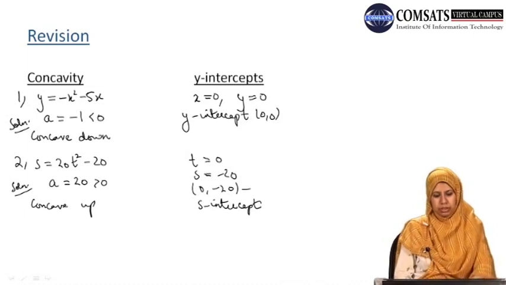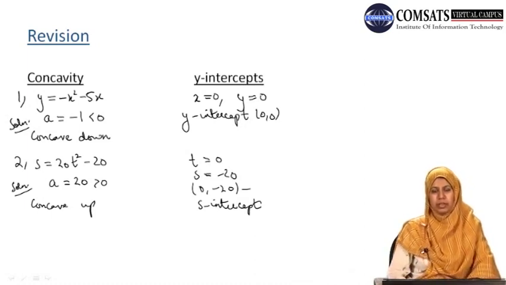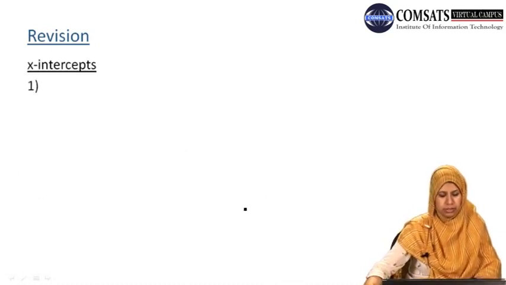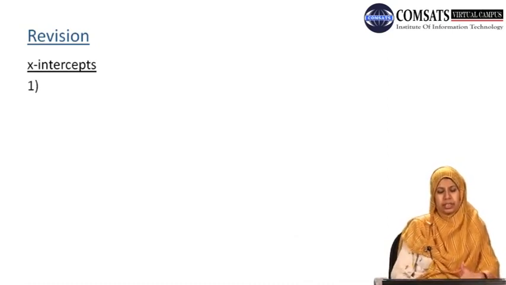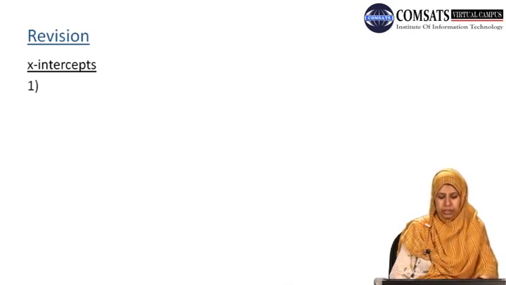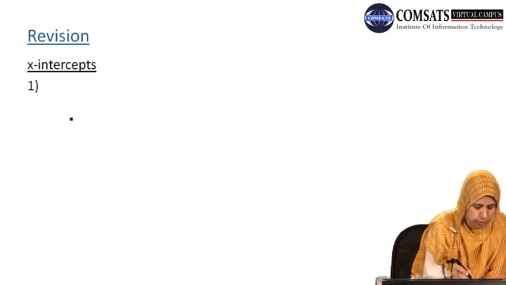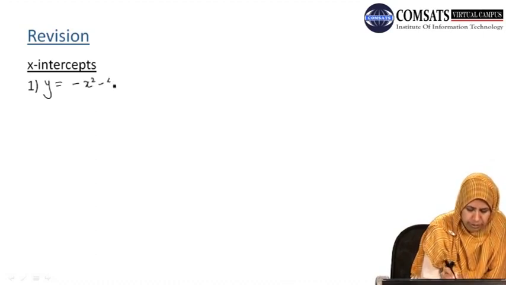Okay, so now we have revised how, given a quadratic function, we can find the concavity just by determining the sign of the coefficient of x square, and how we can find the y-intercepts of the given quadratic function. Now we come to our next topic, the next thing which we need in order to sketch the graph of our quadratic function, that is the x-intercepts. Okay, we take our previous example, y equals to -x square minus 5x.